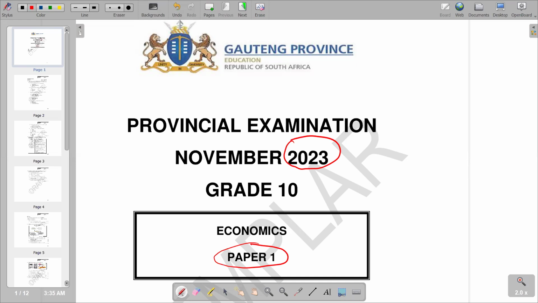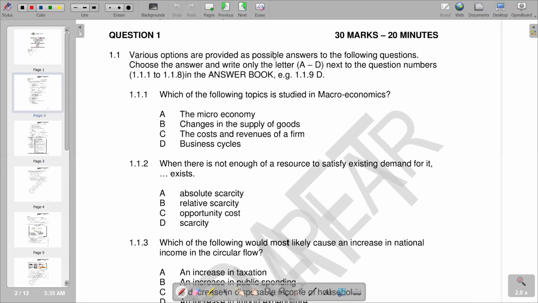So going back to our question, we have a multiple choice section that we're going to start with. The question is, various options are provided as possible answers to the following questions. Choose the answer and write only the letter A to D next to 1.1.1 to 1.1.8 in the answer book. So you're given the way that you are going to present your answer in the answer book.